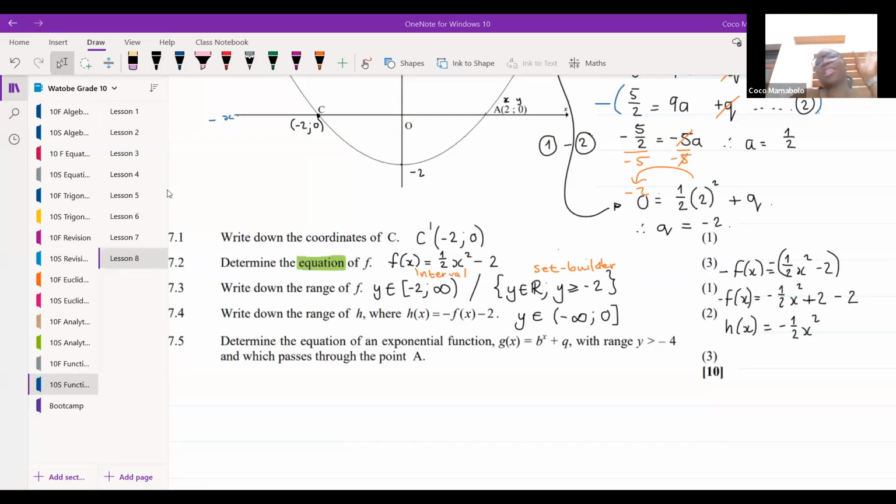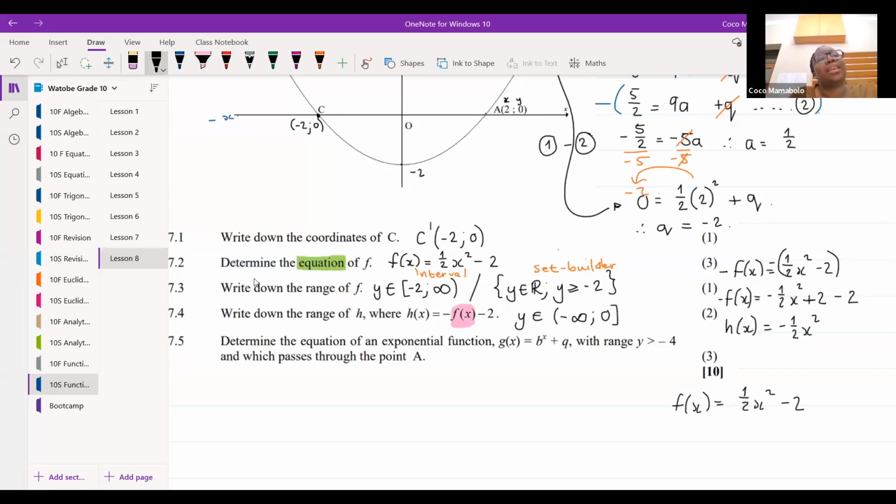Don't just put round brackets, guys. Yes, part 2. Ma'am, can you kindly please explain how you got to that answer? Okay, no worries, my sweetie. Let's look at this. We know what f of x is. We've calculated f of x. We know that f of x is equal to a half x squared minus 2.